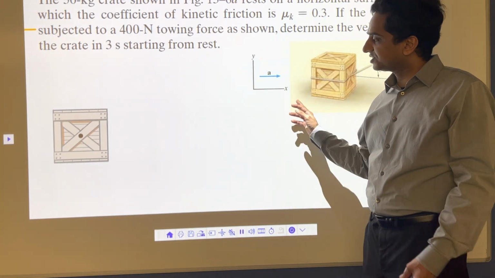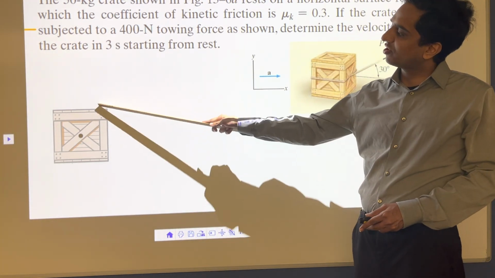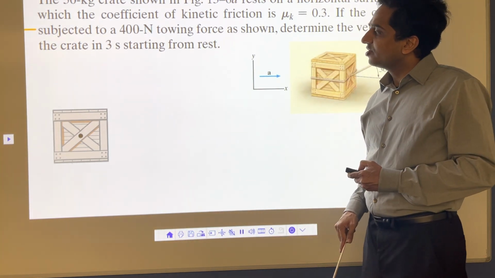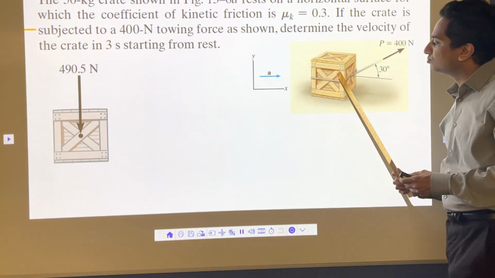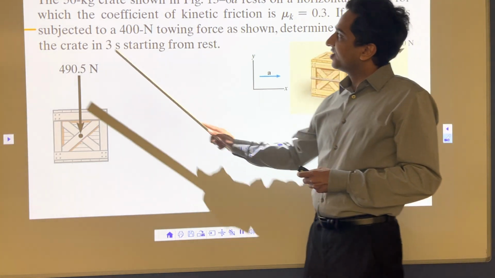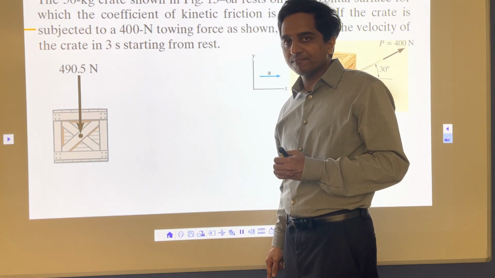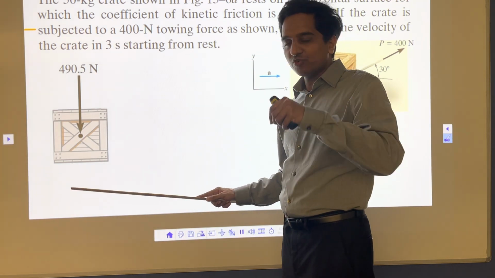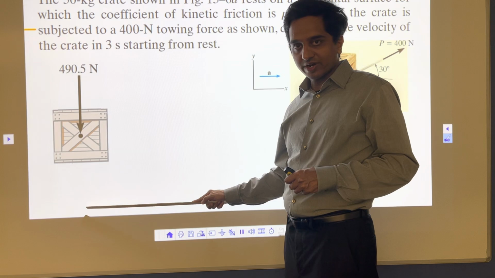Once we set up our coordinate system, the second step is to draw a free body diagram. So we are going to draw a free body diagram. What are the forces on the crate? On the crate, the very first thing is weight, in the downward direction. Weight is mg, mass times gravity. Mass is 50 kilograms, so 50 times 9.81 gives 490.5 Newtons downward. So that's your mg, in Newtons, downward direction.